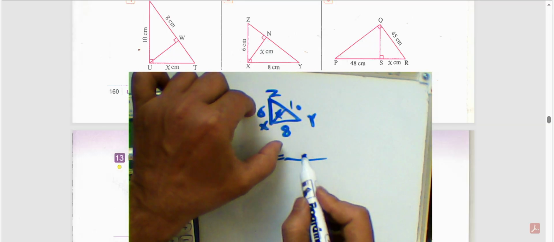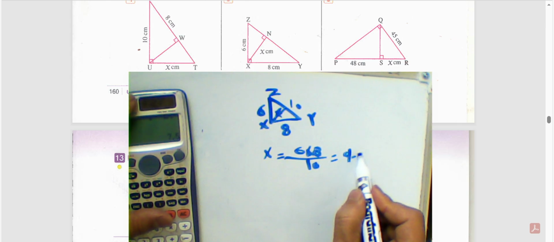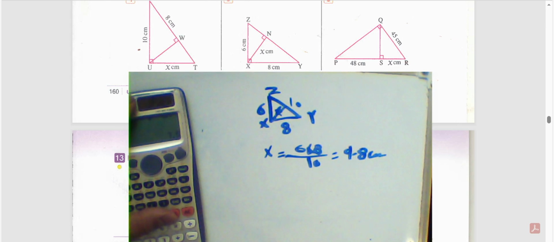Next example, we can find ZY from Pythagoras theorem. 6 power 2 plus 8 power 2 and then find the square root. The result will be 10. And x from Euclid's theorem, write the product between the two sides, 6 product by 8 divided by 10. The result will be 4.8 centimeters.